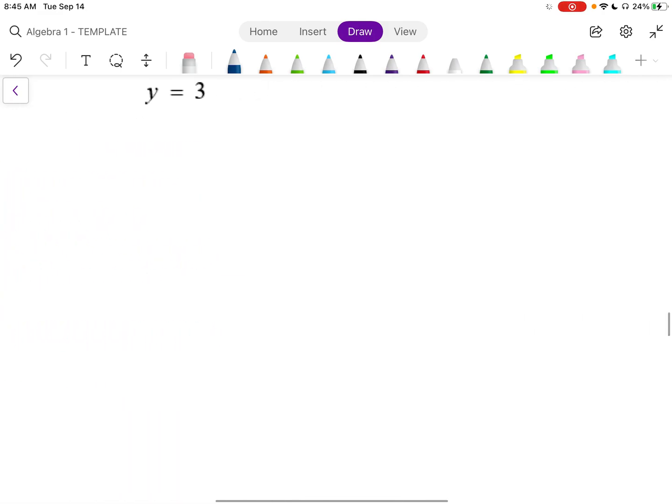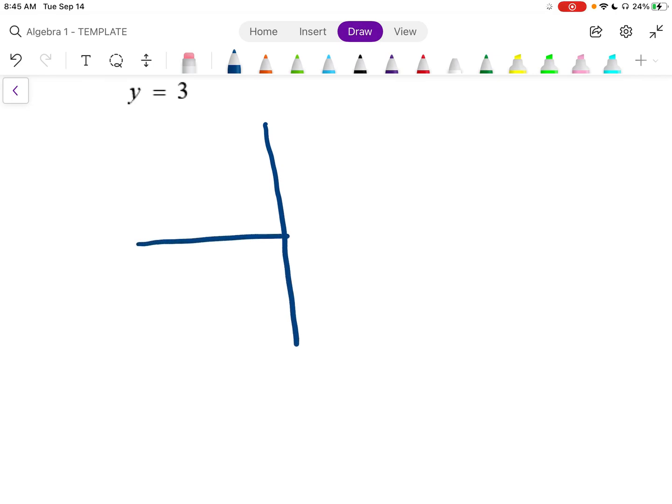Next up, y equals 3. So we need to ask ourselves, is this a horizontal or a vertical line? This is going to be a horizontal line. So I'm going to go up 3, 1, 2, 3. And there we are.